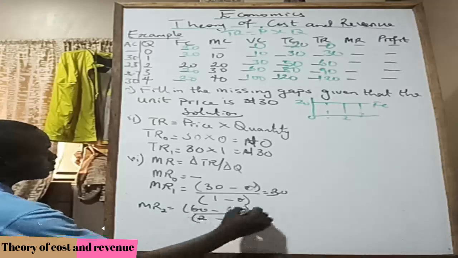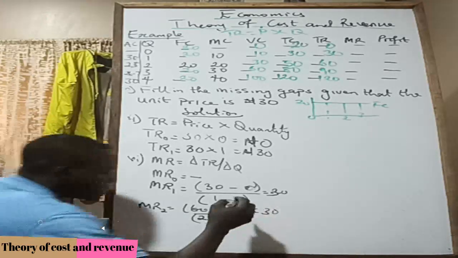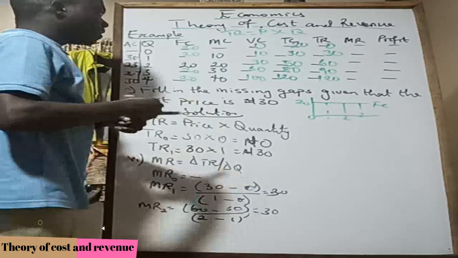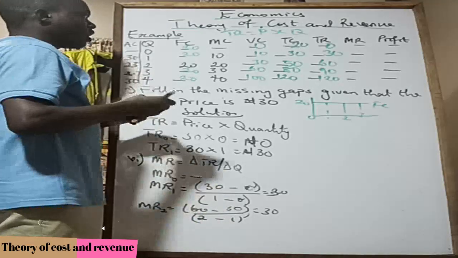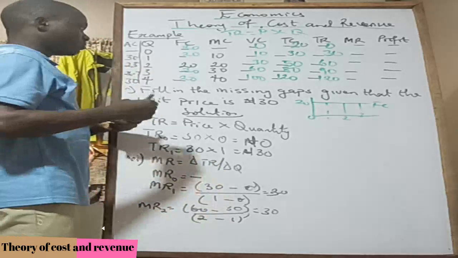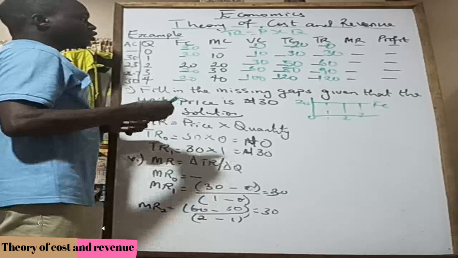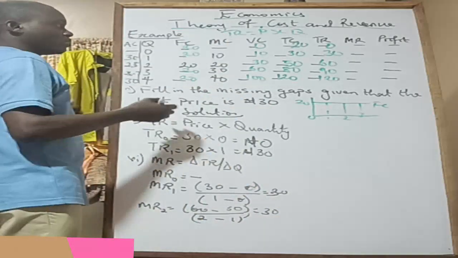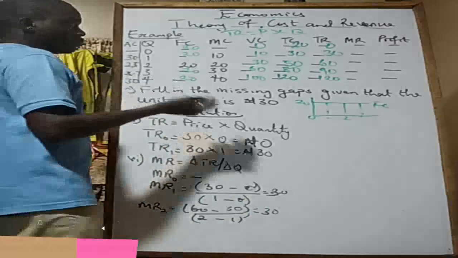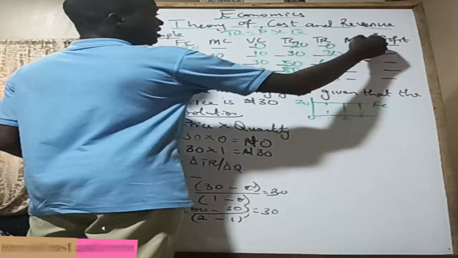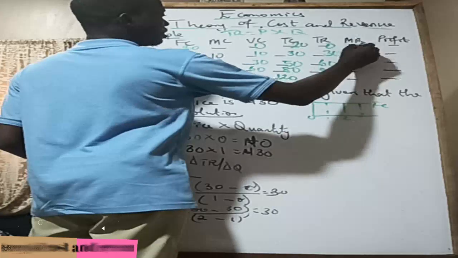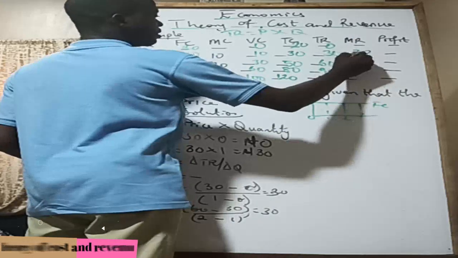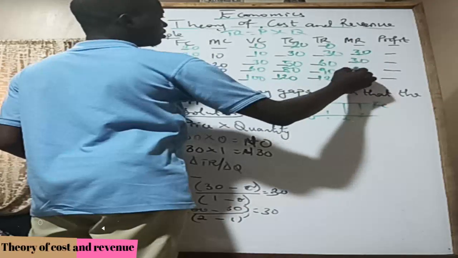Divided by 2 minus 1, which is going to give us 30, and so on. Now, your marginal revenue will be constant. And why is it constant? Because the price is the same. Whenever the price is the same all through, like for every output you're selling, you're not changing your price, your marginal revenue will be the same as the price, except for the first one here. So here you'll be having 30, 30, 30, 30.